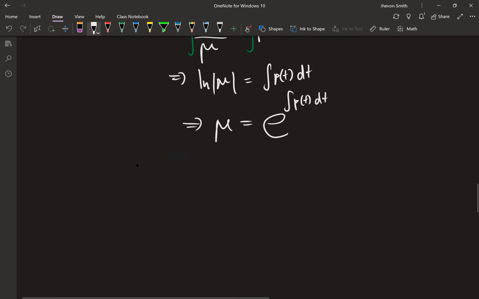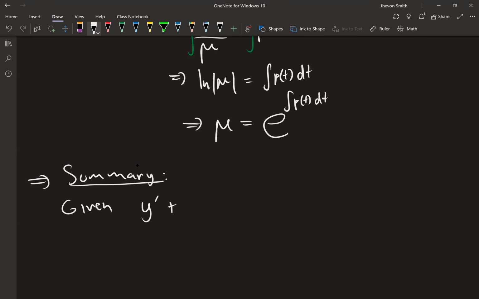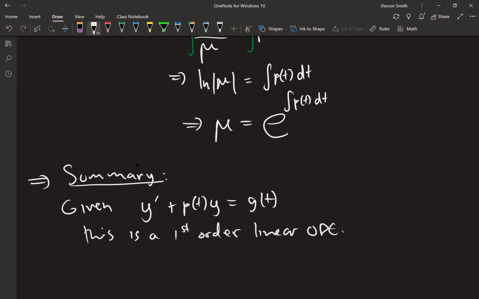And so this leads us to a summary. Given y prime plus p of t y equals g of t, this is a first order linear ODE. Its integrating factor is mu equals e to the integral of the p.